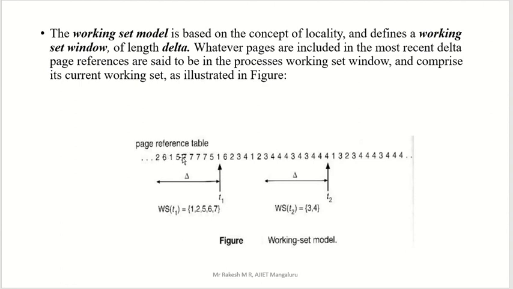Maybe this is related to a different process, but these are the pages required by that particular CPU. Now we have to create one small window, which is represented by delta. We have to calculate how many frames are required, and for that purpose we are creating one window. So we are going to calculate how many frames are required.